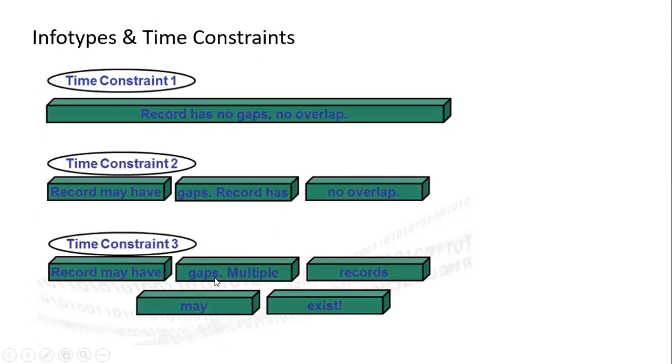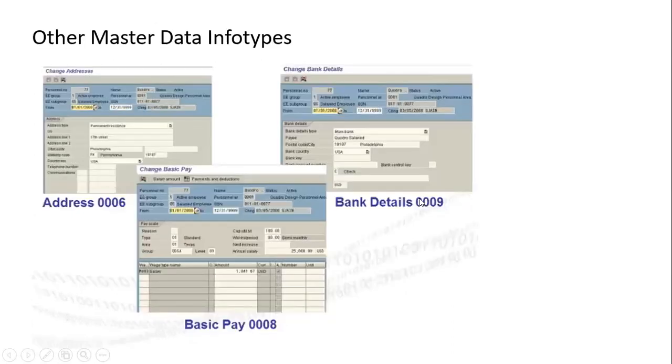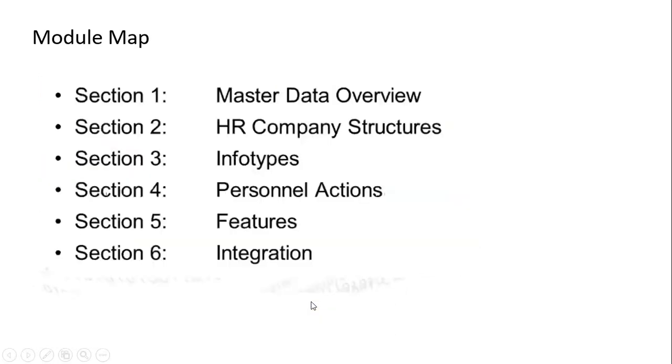Time constraint 3: record may have gaps, multiple records may exist. This is like a role where you were a project manager for 3 projects. So there will be gaps and multiple records will overlap. So time constraints can be divided into 3. Then we have info type address 06, bank details 09, basic pay 08. So we have many info types.